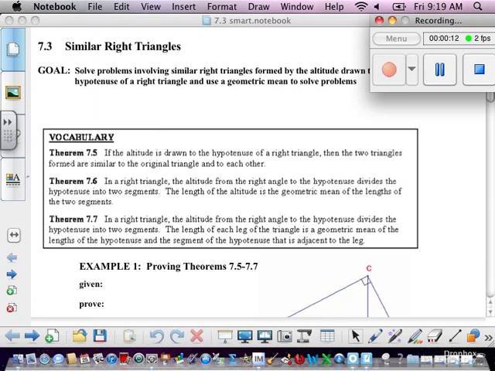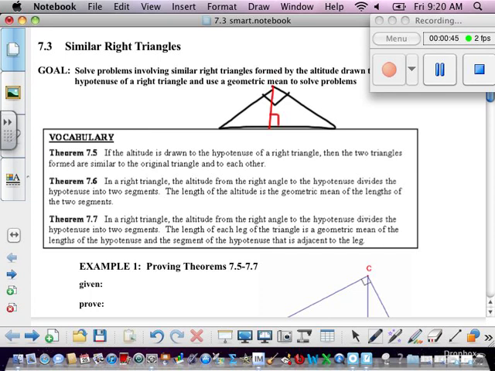So our three new vocabs that you should put on your vocab sheet are theorem 7.5, which says if the altitude is drawn to the hypotenuse of a right triangle, then the two triangles formed are similar to the original triangle. So let's draw a picture of that. We've got a right triangle. So if the altitude is drawn to the hypotenuse, so that's the altitude.